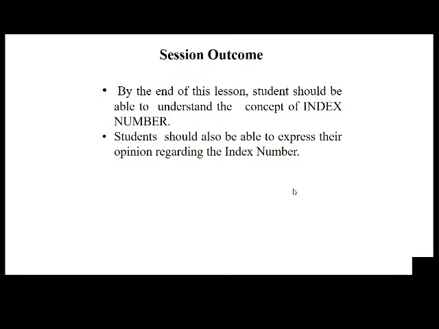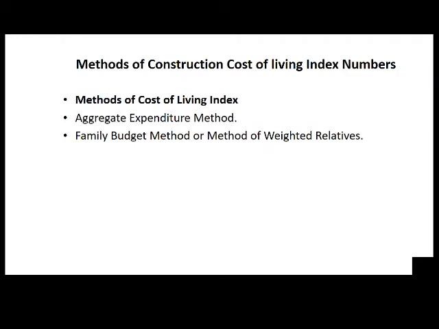At the end of this session, students should be able to understand the concept of index number, especially cost of living index methods: the aggregate expenditure method and the family budget method. So what are the methods of cost of living index number? Number 1 is aggregate expenditure method. Number 2 is family budget method or method of weighted relatives.